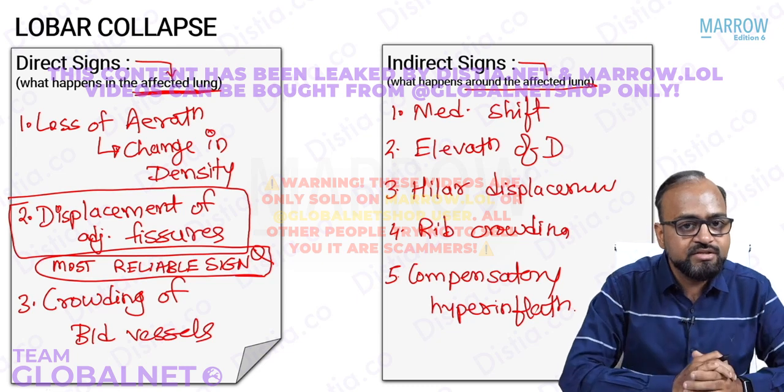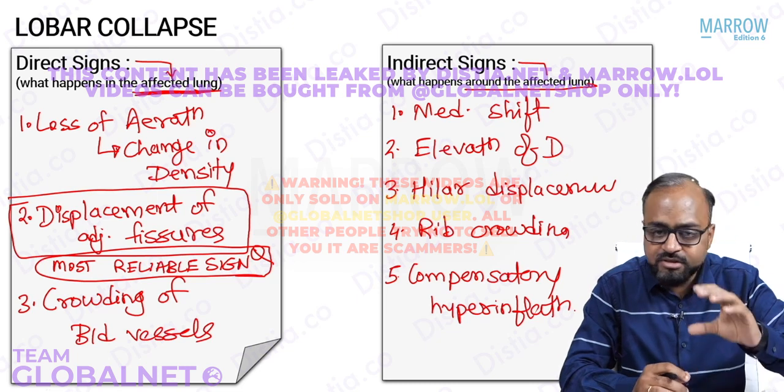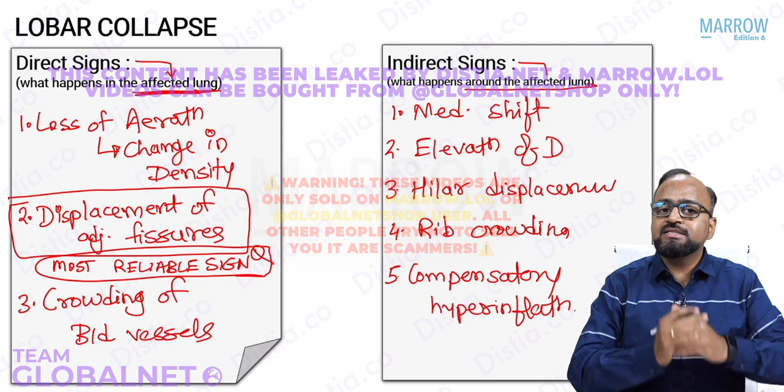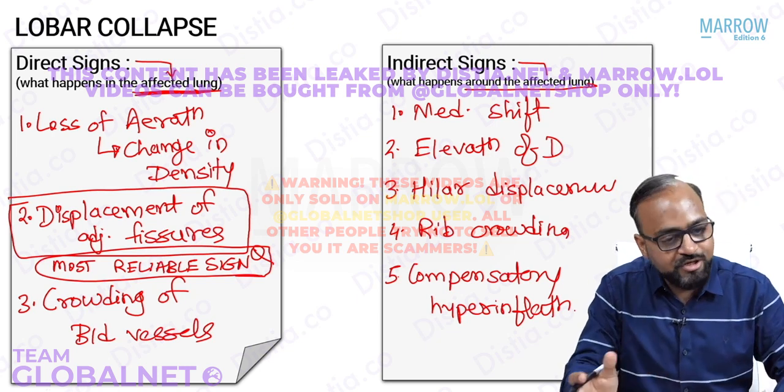So these are direct and indirect signs. Remember just the direct signs, that what happens in the affected lung. Change in density happens, displacement of fissure happens, crowding of vessels happens. Everything else that happens around the affected lung are basically indirect signs. That is how you could remember it.